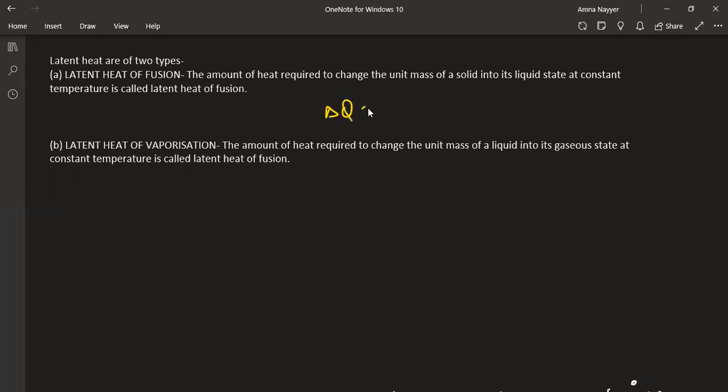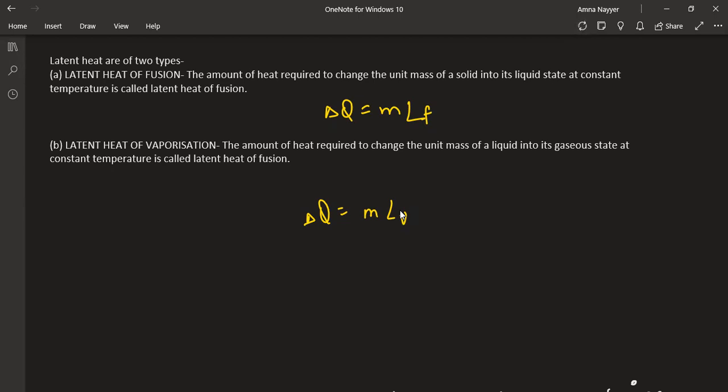So here also delta Q will be equal to mL only, but we'll use mL_f. You will see F is written in the subscript, in the textbook and in questions also. That is just signifying that this is for fusion. In the same way, delta Q is equal to mL_v. This will be for vaporization.